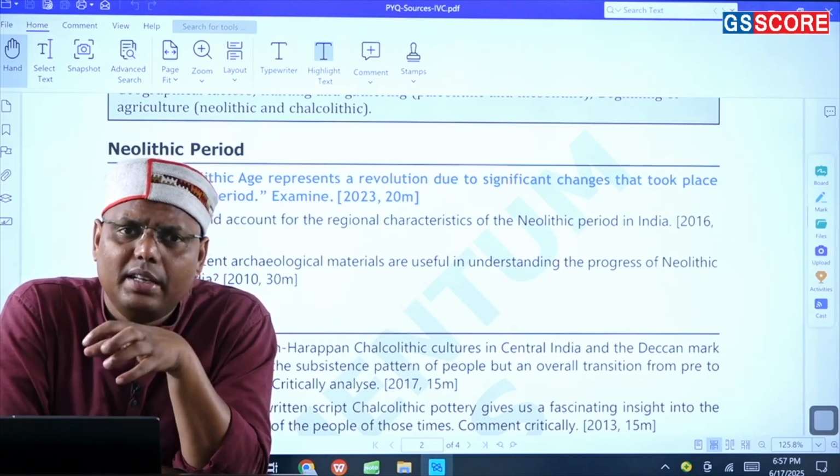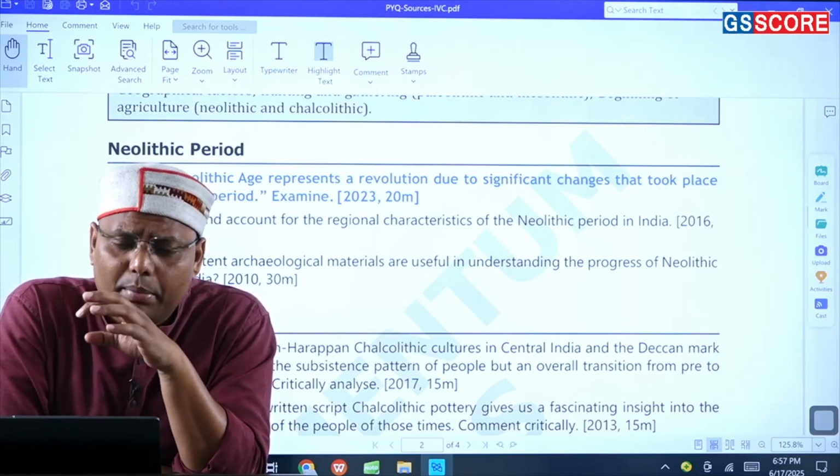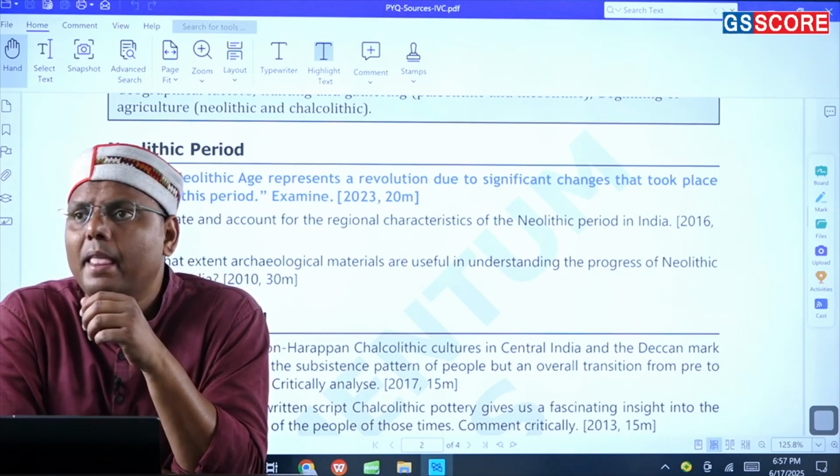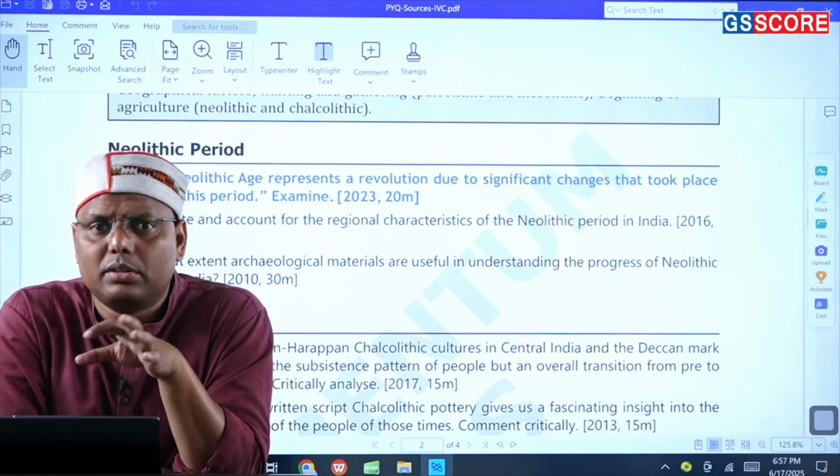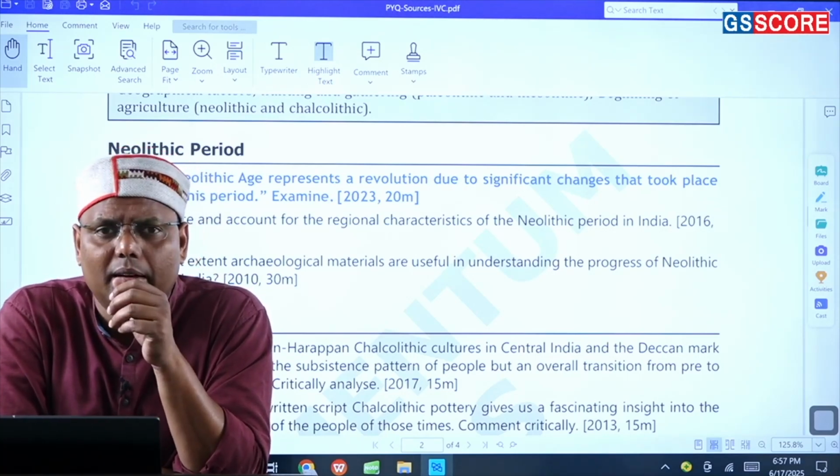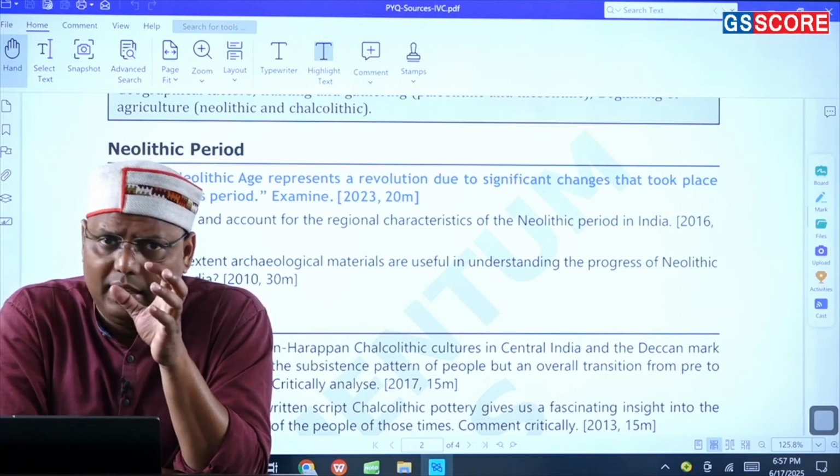So there were multiple regions in India where this transition was happening in different time periods. And in fact, the process was also not similar. Somewhere agriculture is the primary thing.